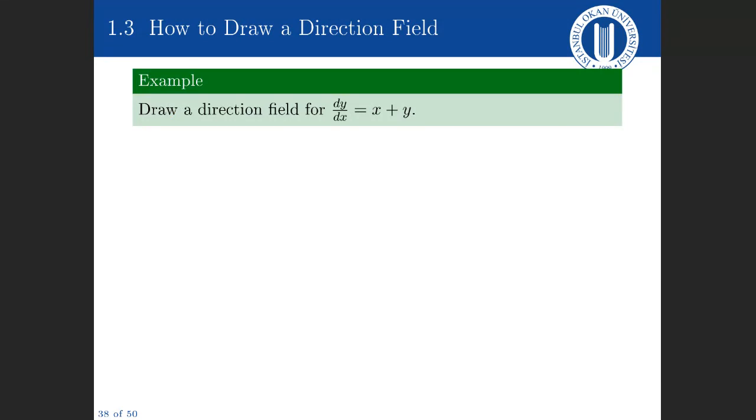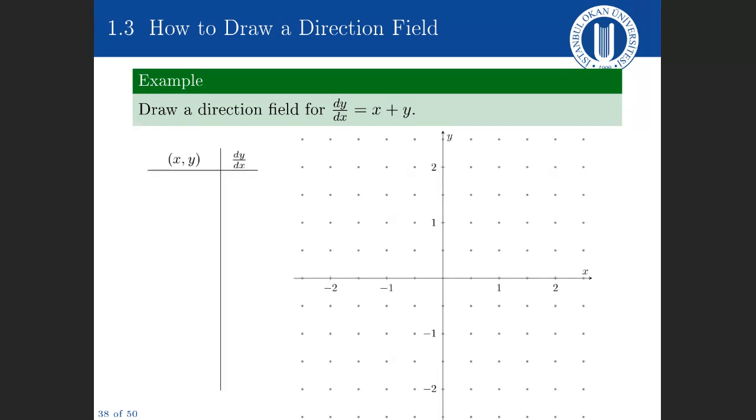For example, draw a direction field for dy/dx is equal to x plus y. We need a grid. I'm going to draw a direction field for between minus 2.5 and 2.5 on both the x and y axes. So I have a lattice of points, and I have 11 points by 11 points, or 121 points on this lattice. I'm going to need to draw 121 arrows on this direction field.